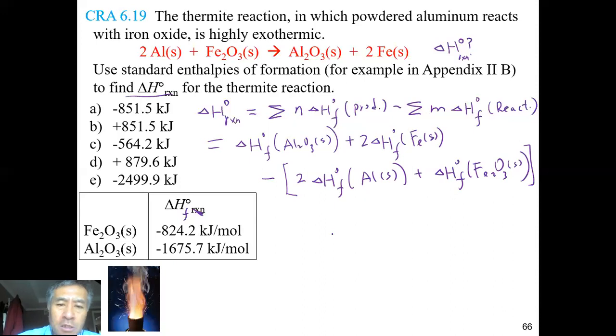Next, just substitute those numbers. What is the delta H naught F for Al2O3 solid? We have negative 1675.7 kilojoules. What you need is per mole, so then you multiply by 1. So you can see just one more. I should write the 1 there also, so you will not be surprised where this one comes from.